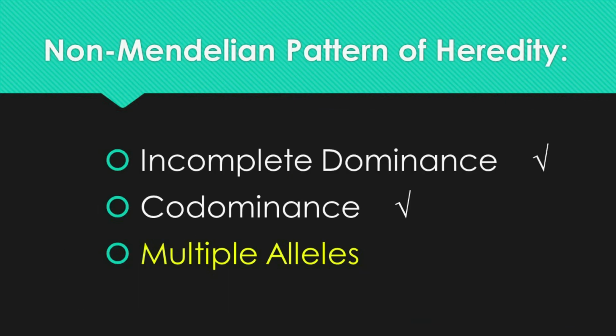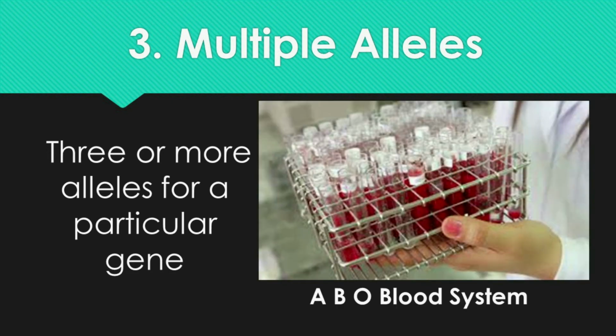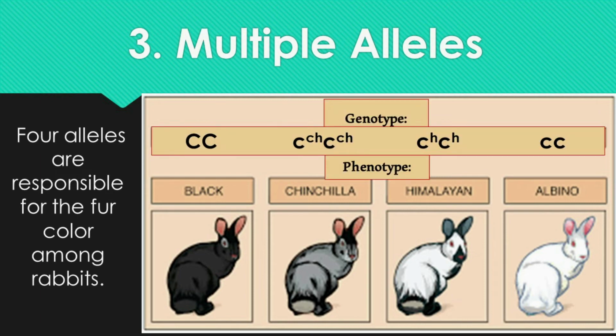The third pattern of non-Mendelian inheritance is the multiple alleles. Whenever a given trait has 3 or more different alleles, we say that the trait has multiple alleles. One example of a trait that has multiple alleles is the human ABO blood group trait. Another example of multiple alleles is coat color in rabbits. Here, 4 alleles exist for the color gene.